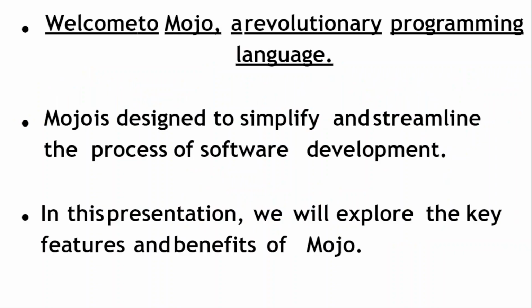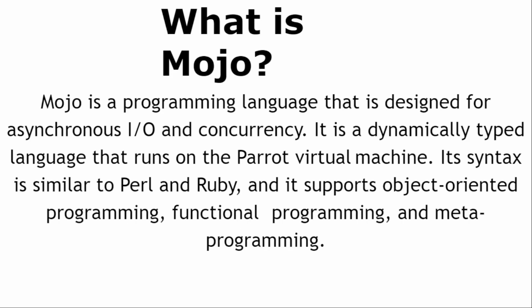A revolutionary programming language. Mojo is designed to simplify and streamline the process of software development. In this presentation, we will explore the key features and benefits of Mojo. Mojo is a new programming language that bridges the gap between research and production by combining Python syntax and ecosystem with systems programming and metaprogramming features.